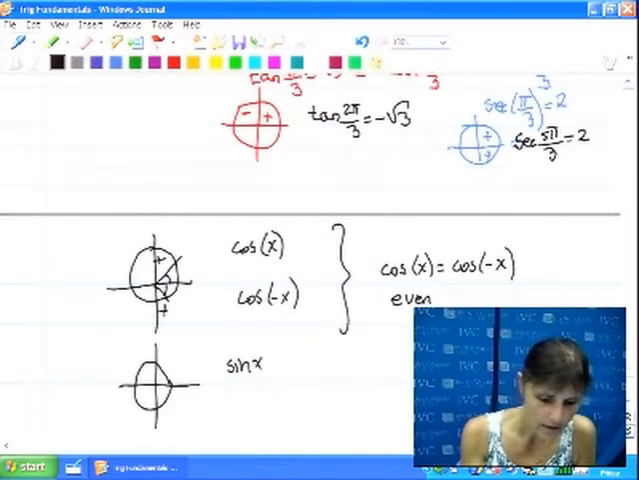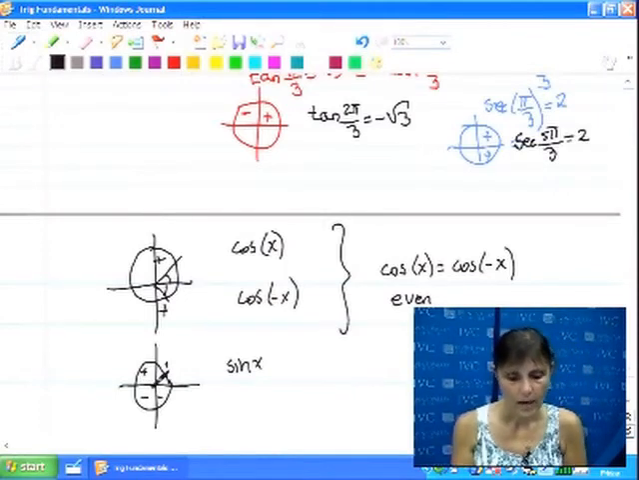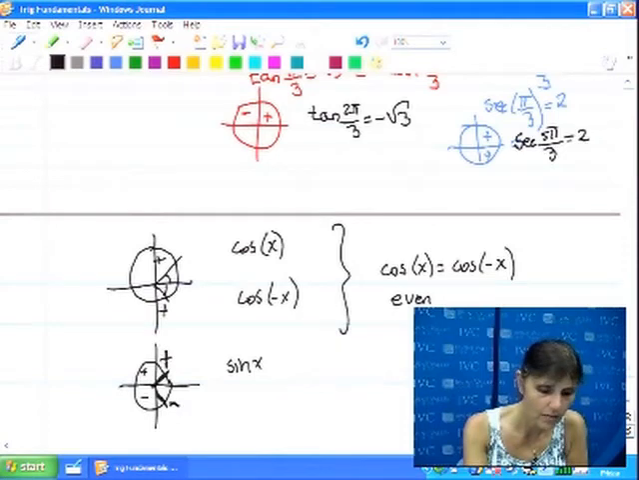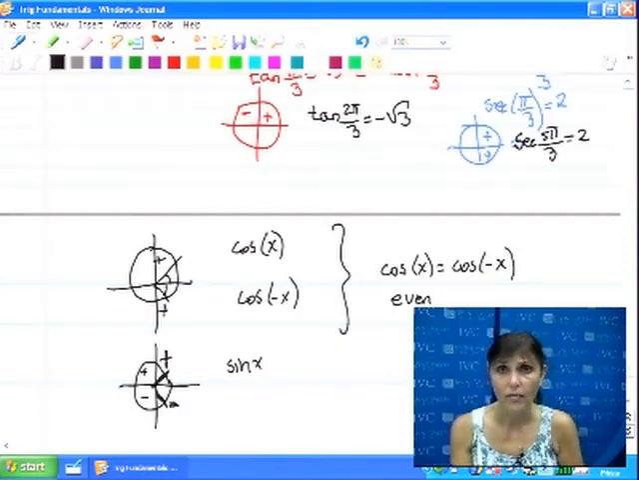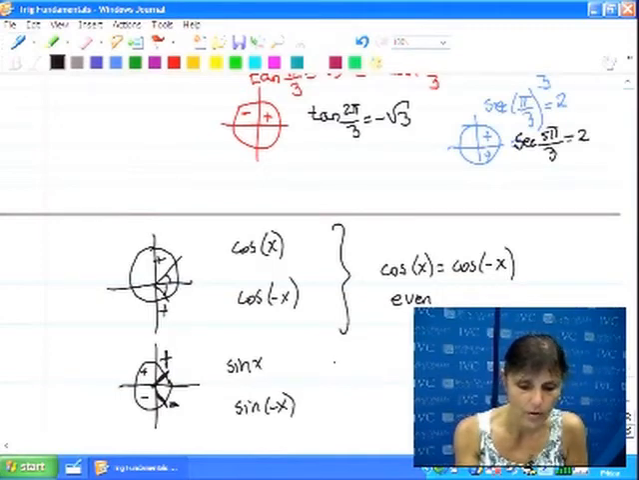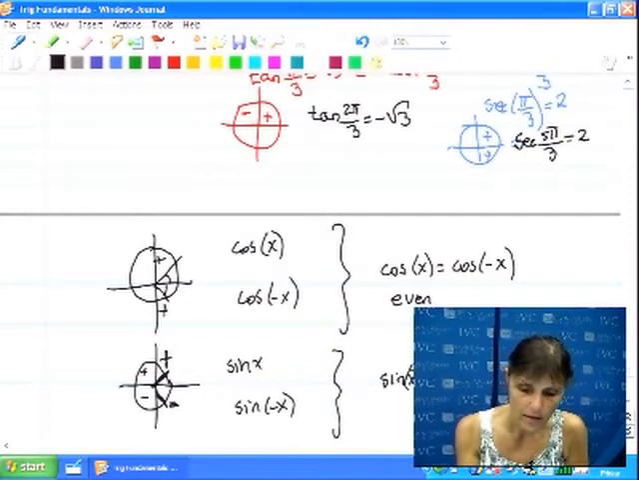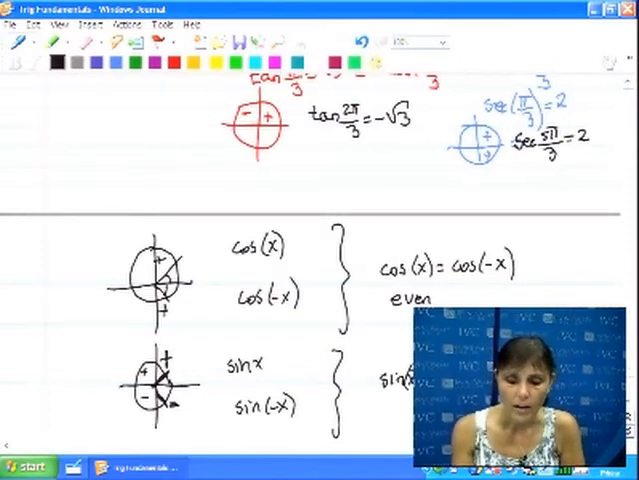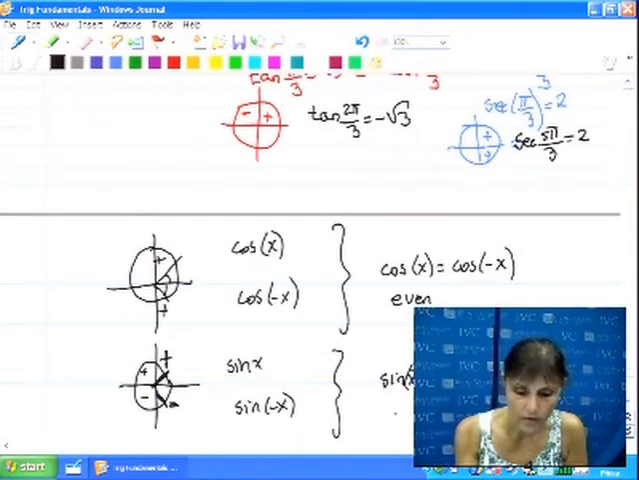sine. Sine works like y, so it's positive here, negative here. Sine of x, and then sine of negative x. The problem is I know sine is positive here and negative here. So in other words, that's going to give me a value that's off by a negative. Sine x will give me a positive number, and sine of negative x is going to give me a negative number. So what does that mean? Sine x is negative sine negative x.